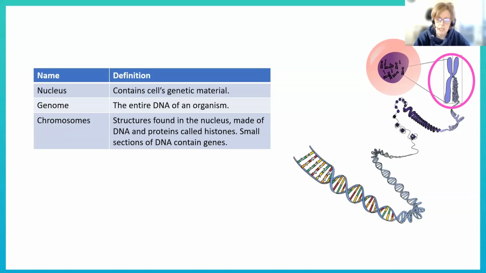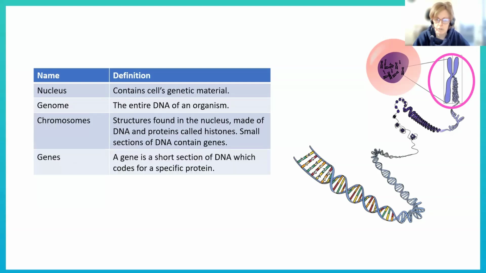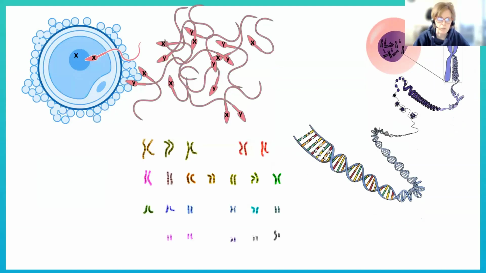They're structures made out of DNA, and that DNA is wrapped around proteins called histones. That basically helps to keep the DNA from getting all tangled up. There are small sections within the DNA that are known as genes, and it's these genes that code for specific proteins that give us certain characteristics. So a gene is a short section of that long genetic material, that double helix that we're familiar with seeing. A gene is a short section of that, which will code for a specific protein, which we've had a look at in previous units, how the genetic code relates to protein.